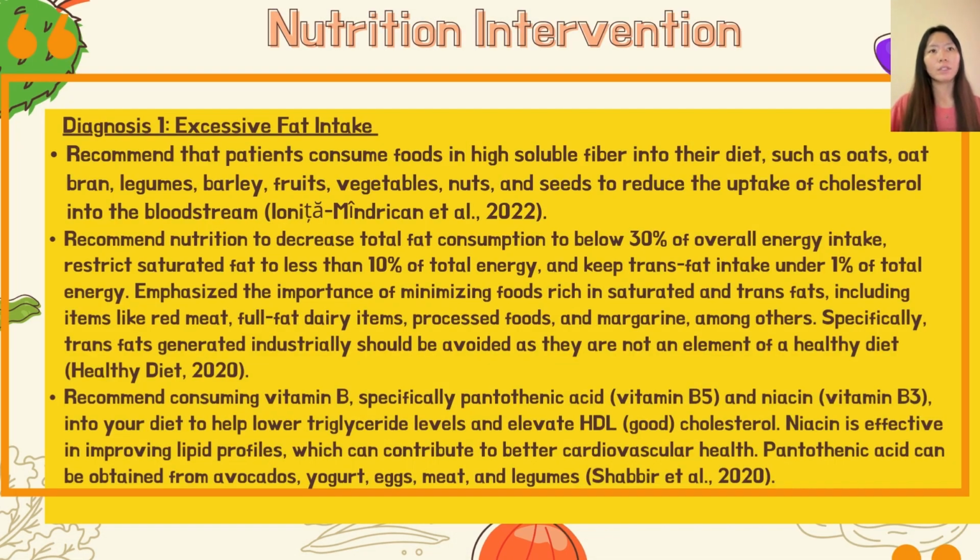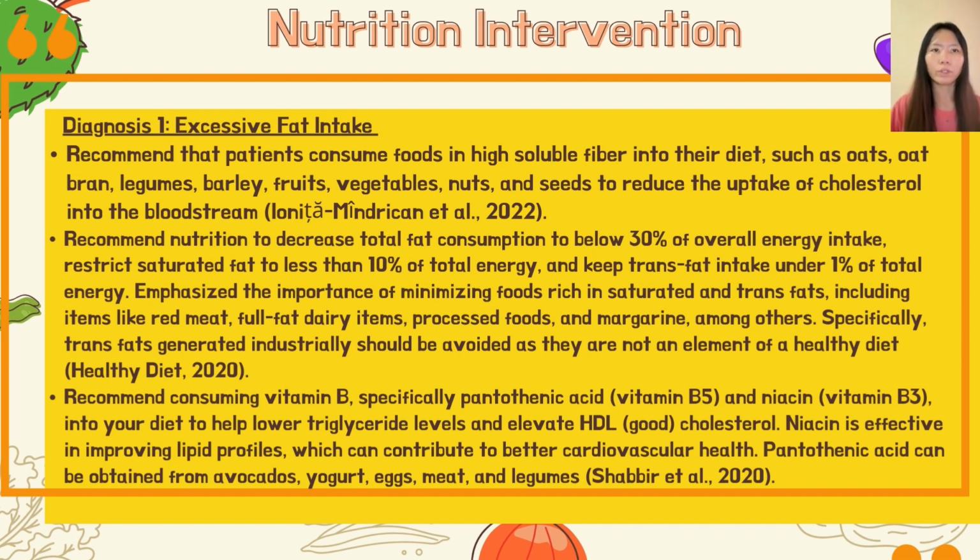Next, we can see the nutrition intervention. First, we discuss diagnosis 1, excessive fat intake. We will recommend the patient consume foods high in soluble fiber in their diet, such as oats, oat bran, legumes, barley, fruits, and so on, to reduce the uptake of cholesterol into the bloodstream.